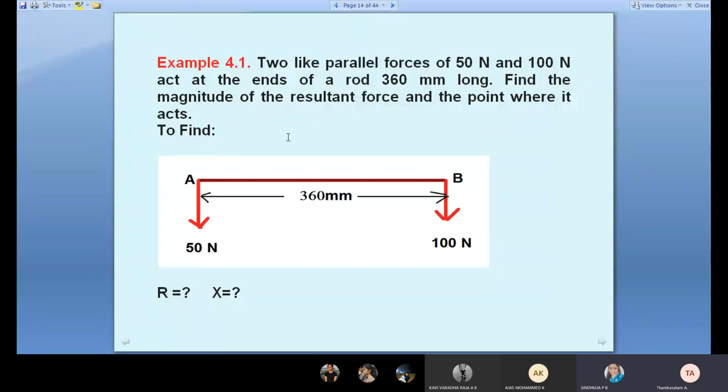In this question, they have given a statement only. Students, whenever a statement is given, you draw the diagram. Here, there are two like parallel forces. Parallel forces means two parallel lines. So I draw A and B.